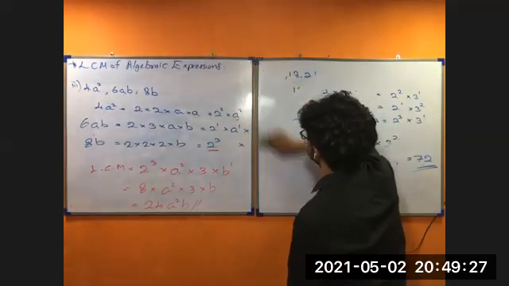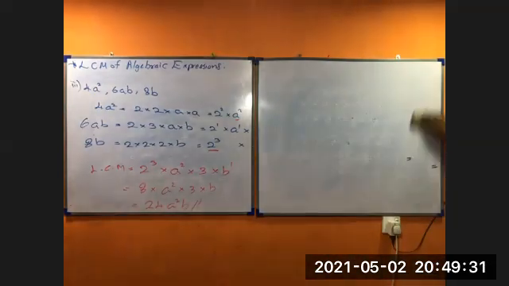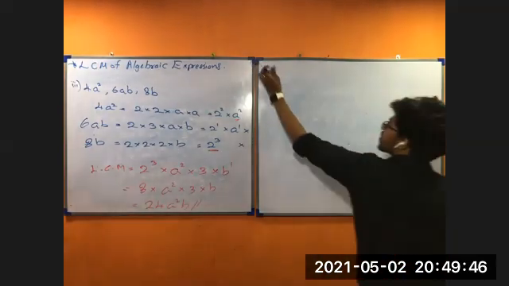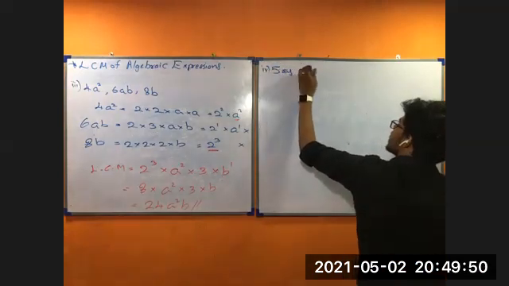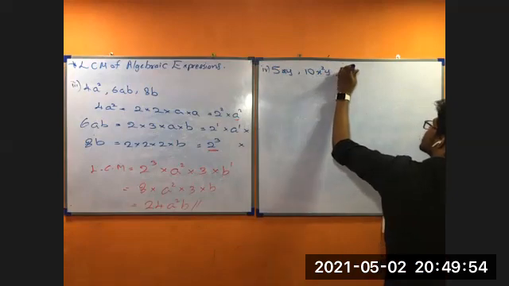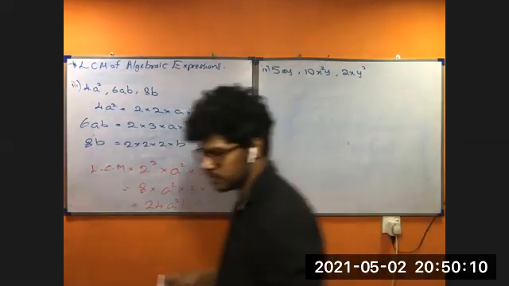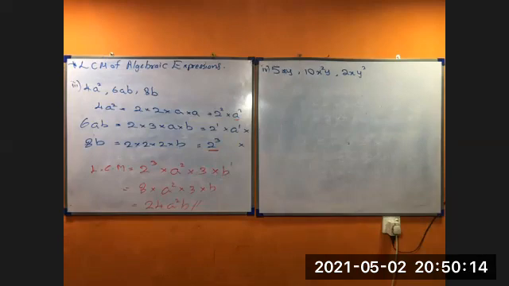Write it down and find the LCM of 5xy, 10x squared y, and 2xy squared. Find the LCM.